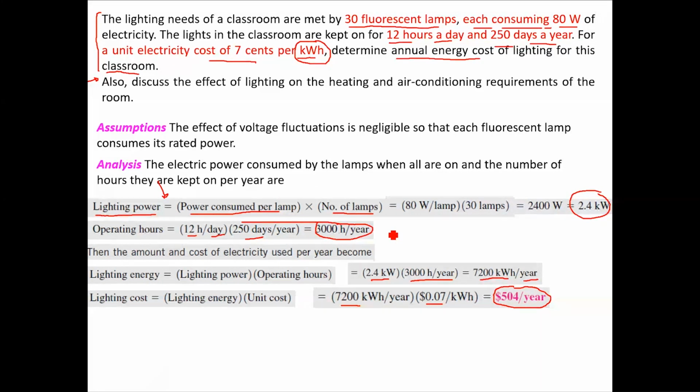Now, the important thing is I want you to discuss or tell me what would be the effect of this load in a classroom on the heating and air conditioning requirements of that room.